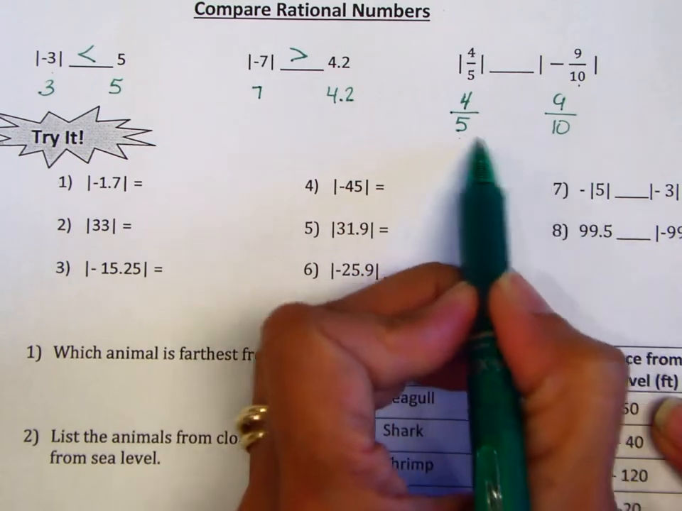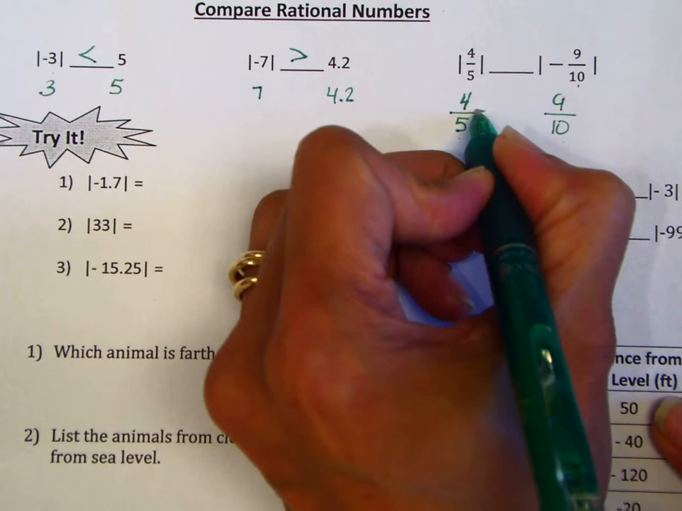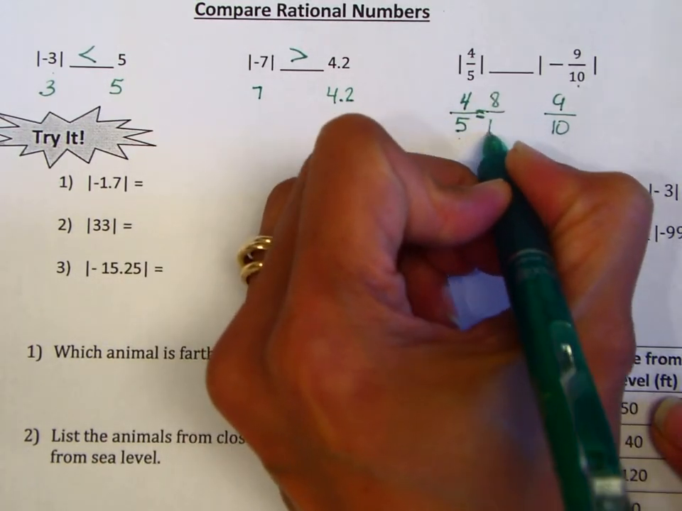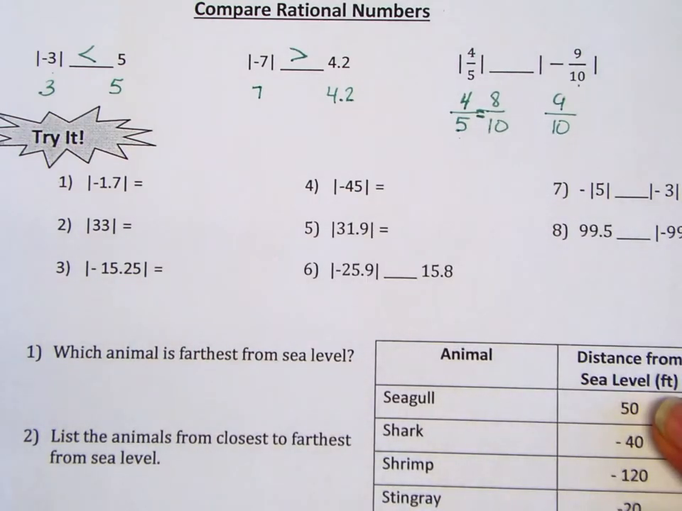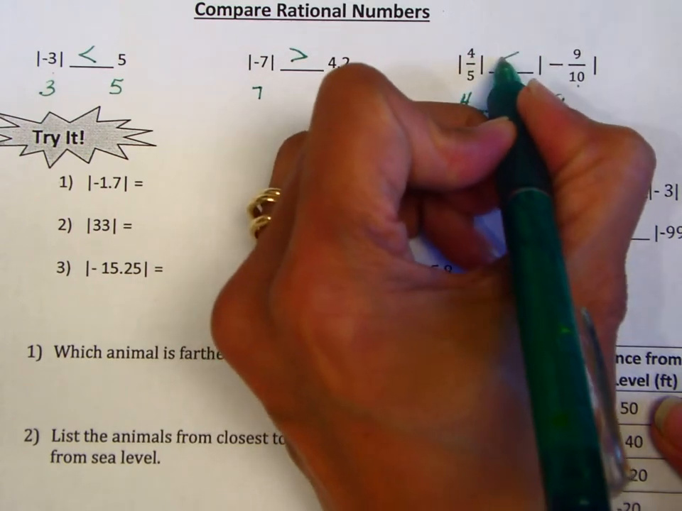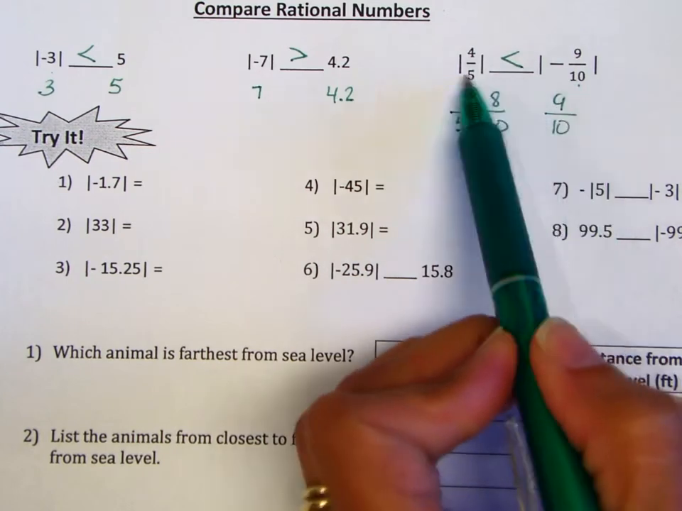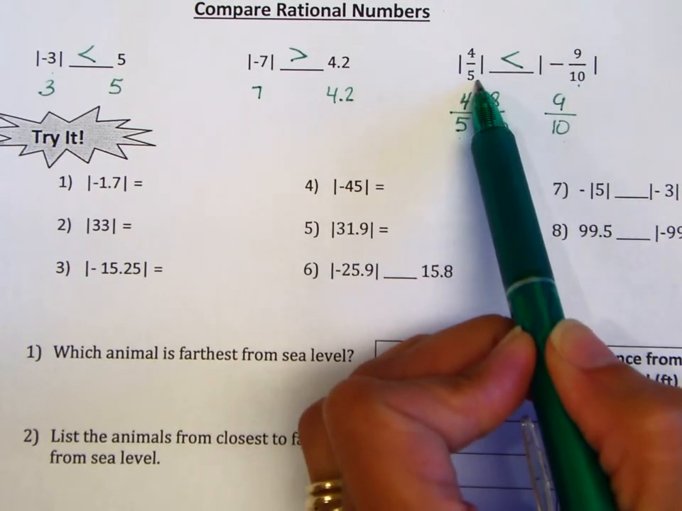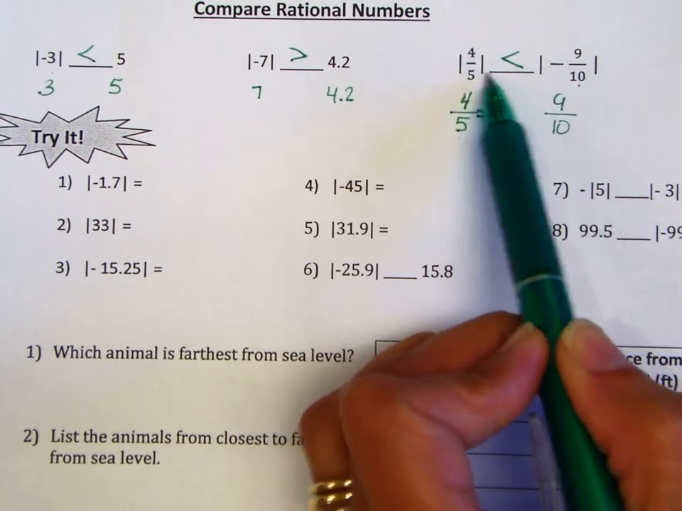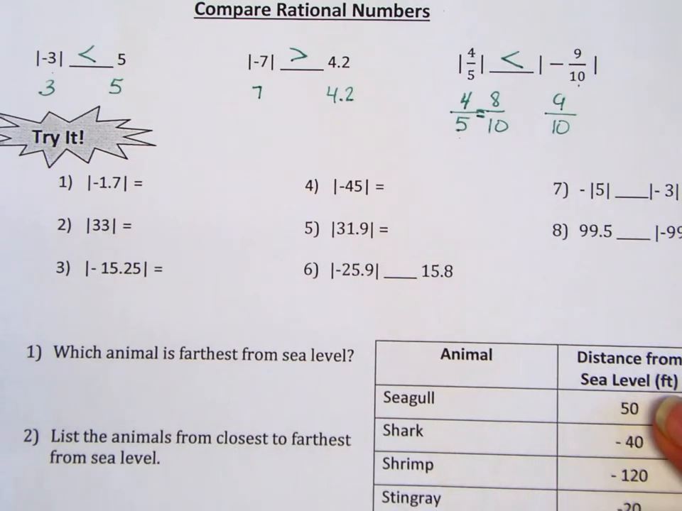But we have unlike denominators. So let's make an equivalent fraction for 4/5 by multiplying it by 2. Now we can make a comparison because we have like denominators. And 9/10 is greater than 4/5. So when you first look at it, you might want to say that the absolute value of 4/5 is greater because you see this negative sign, but you need to take the absolute value of both the numbers first and then make your comparisons.